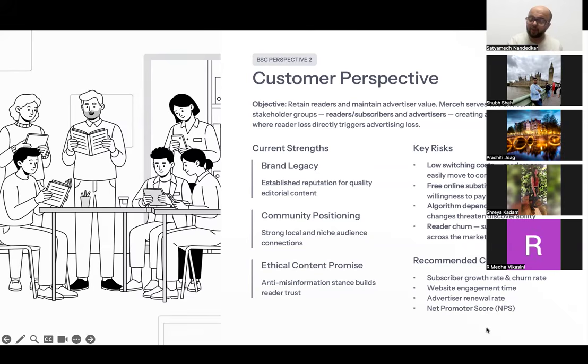Okay. Then net promoter score, which is your overall customer satisfaction, and advertiser renewal rate, which is advertisers coming back to you again and again with content. Okay. So that's that.